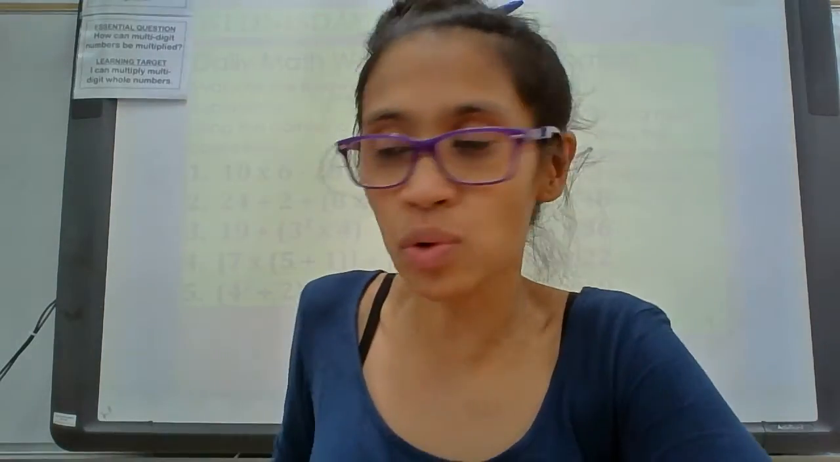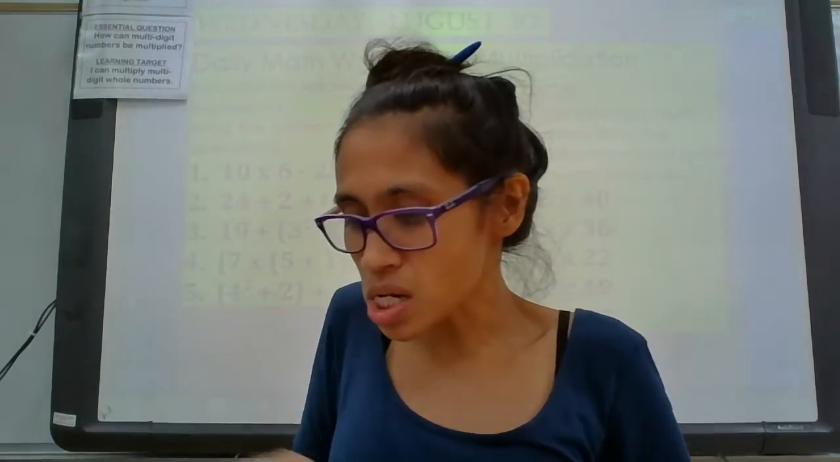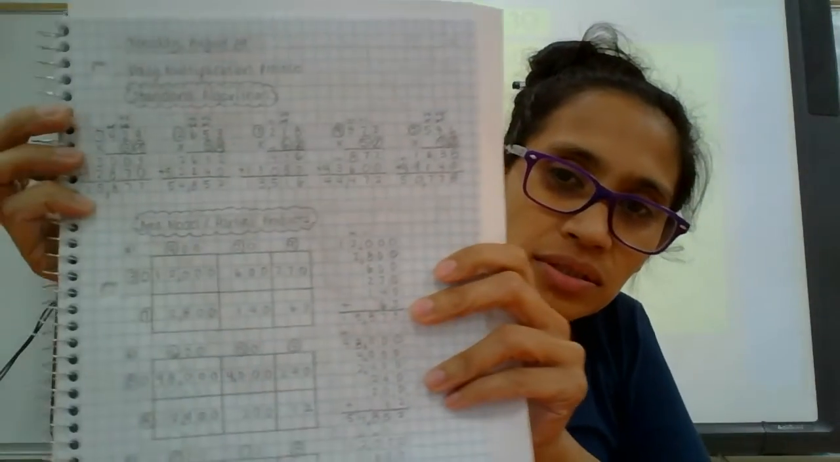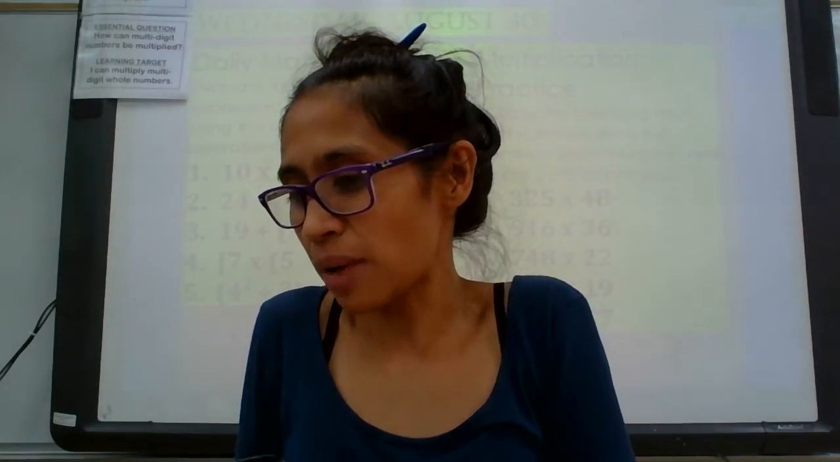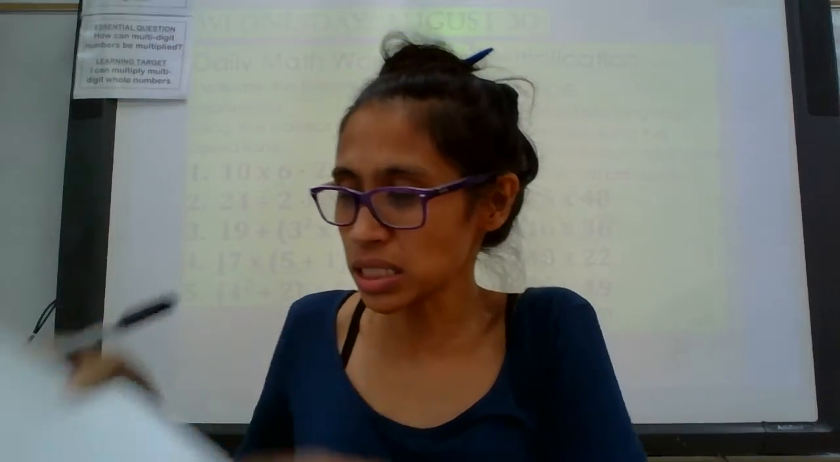Now I know some of you all did your work. Let me see. Like this. Now this is from today. Oh, you're trying to copy my answers? I'll let you peek at it real quick. All right, so I have the standard algorithm and then the area model partial products underneath. So this time I'm going to put them side by side.